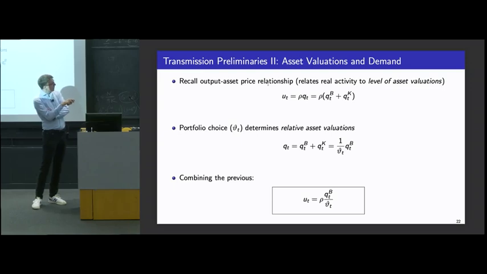You can rewrite this output asset price relationship by noting that this relates aggregate activity to the level of all assets, to the value of all assets, whereas portfolio choice is about relative stuff, the ratio of asset prices. So once you have the portfolio weight, you can write the level of all asset prices as a function of the value of bond prices and the portfolio choice. Basically I can write this QP plus QK as a function of QB, which is my state variable, and the portfolio choice. And then I get this type of output asset price relationship, which is the same equation just rewritten.